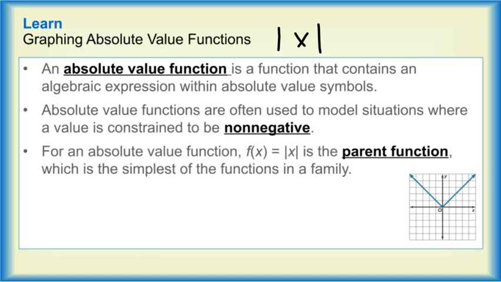Absolute value functions are often used to model situations where a value is constrained to be non-negative. For an absolute value function, f(x) = |x| is the parent function. This means everything is based off of the absolute value of x, which is the simplest of the functions in a family. You'll notice in our graph, they are all going to be V-shaped. And because the absolute value is always the distance from zero, it's always going to be positive. So in this lesson, you're always going to be above the x-axis.